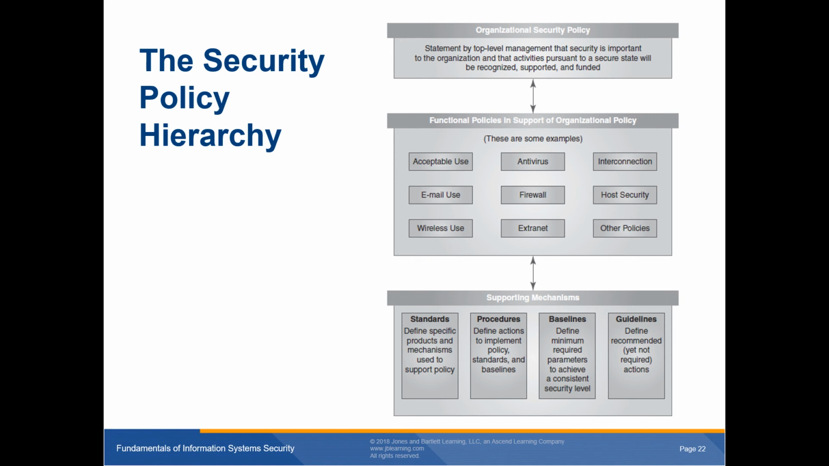And then as it shows in this chart here, the supporting mechanisms for the functional policies include standards, which define specific products and mechanisms used to support policy; procedures, which define the actions to implement policy, standards, and baselines; baselines, which define the minimum required parameters to achieve a consistent security level; and guidelines, which define recommended or not yet required actions. So let's look at each one of these.